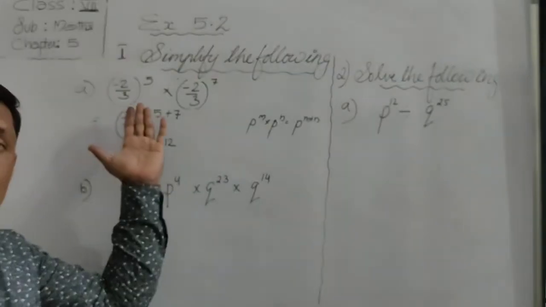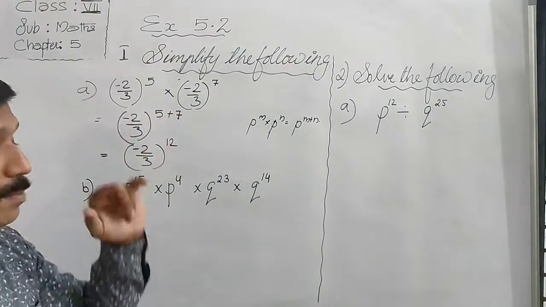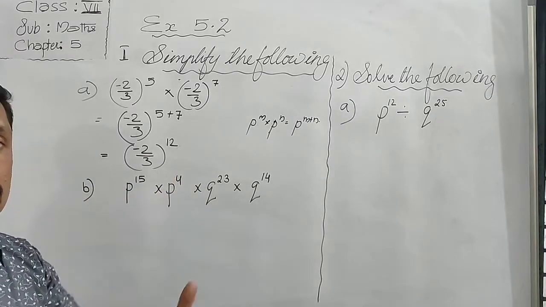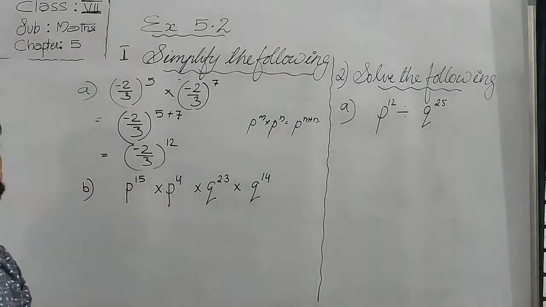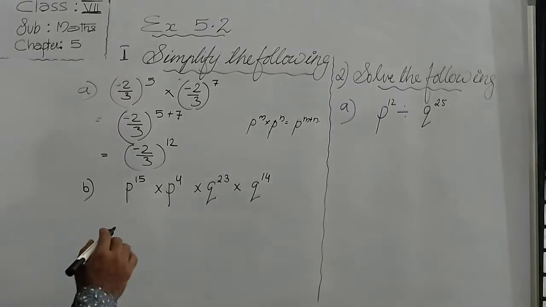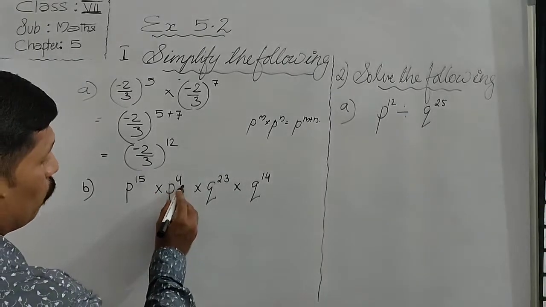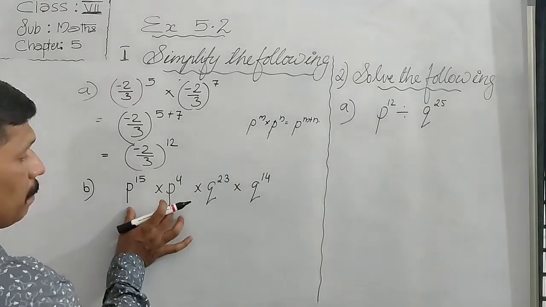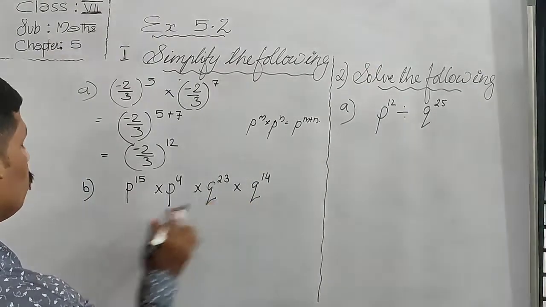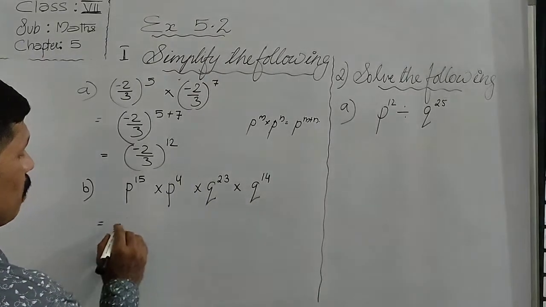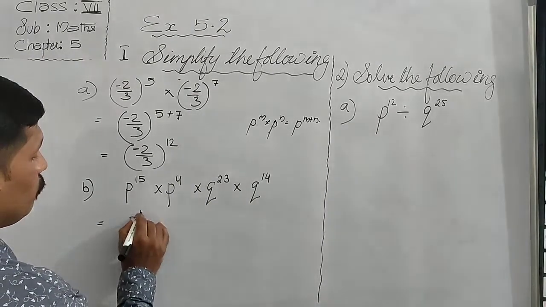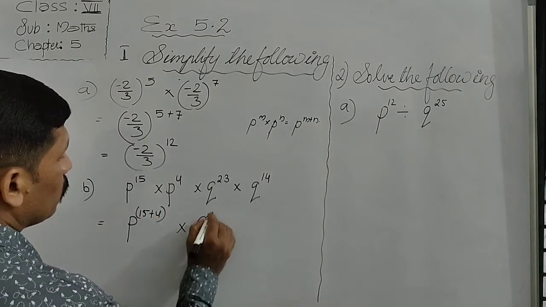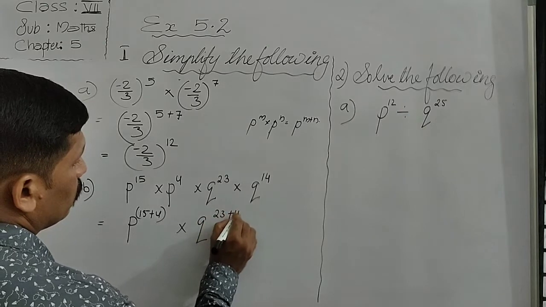Whenever you get a question, you see whether it is multiplication or division, and if it is multiplication, then whether the bases are same or powers are same. That you see, accordingly you use the rule. Look at the next question, B. P power 15 into p power 4, q power 23 into q power 14. So here p and p, their bases are same, q and q bases are same. So when the bases are same and powers are different, we add the powers. 15 plus 4, into q power 23 plus 14.